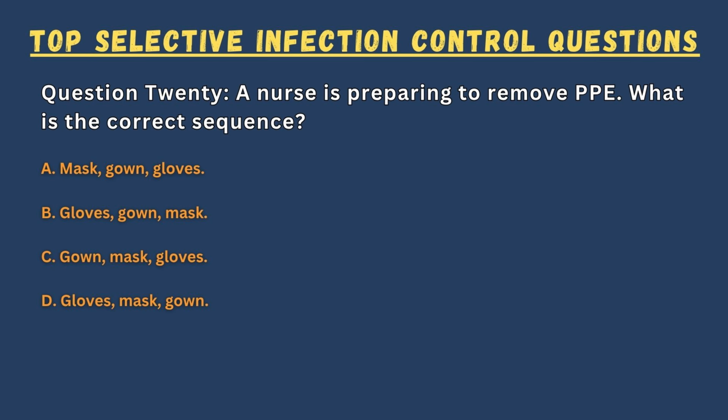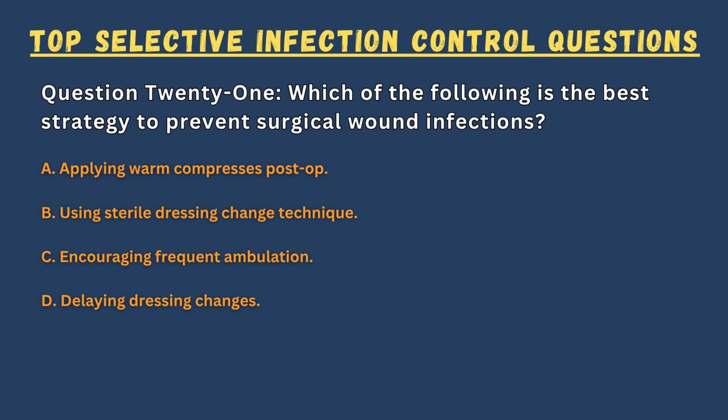Question 20. A nurse is preparing to remove PPE. What is the correct sequence? A. Mask, gown, gloves. B. Gloves, gown, mask. C. Gown, mask, gloves. D. Gloves, mask, gown. Answer. B. Gloves, gown, mask.